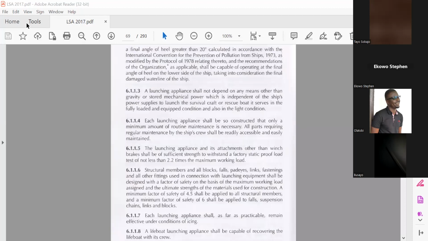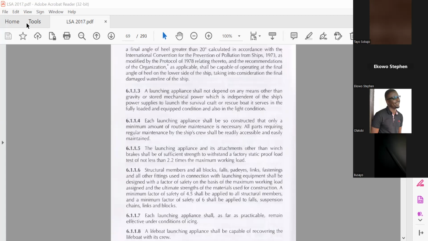Okay, so this means that by gravity or by power, we should be able to do it, whether the lifeboat is fully equipped, I mean, equipment are there, we have food, embarking, loaded or light. That's what that part means. Loaded or light, we should still be able to do it safely.